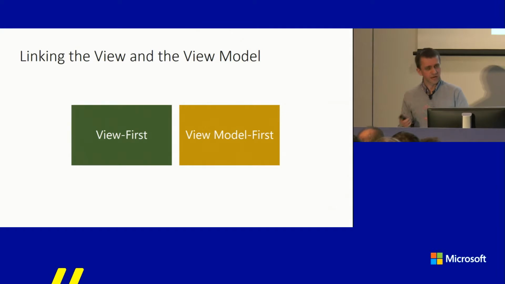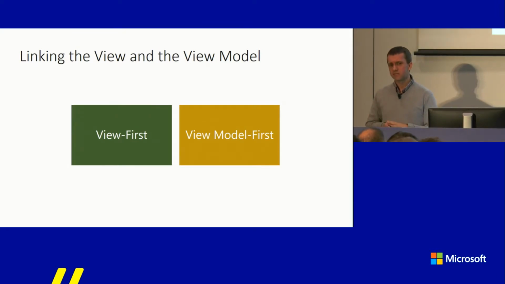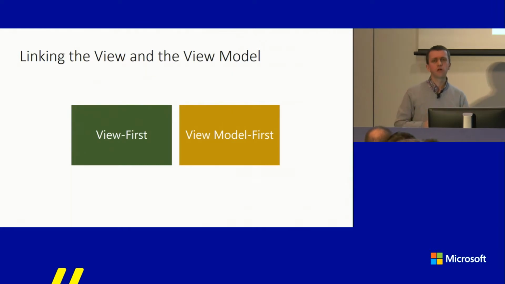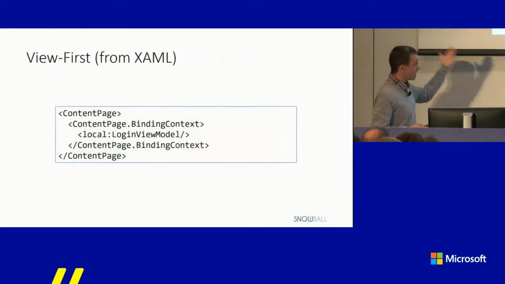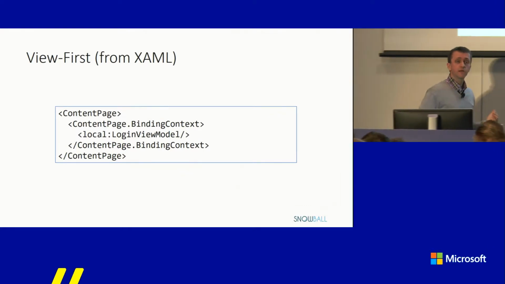ViewModel first works nicely with WPF, but doesn't really lend itself to Xamarin.Forms that much because there's a couple of things which are not in Xamarin.Forms' XAML implementation. So we've typically used the view first approach. Now, what does a view first approach do then? Well, we have XAML, which needs to know about the ViewModel.